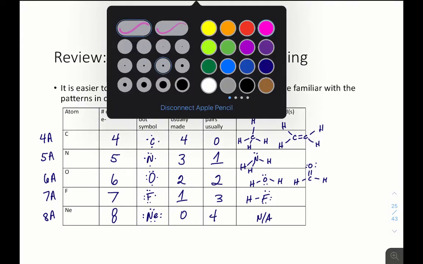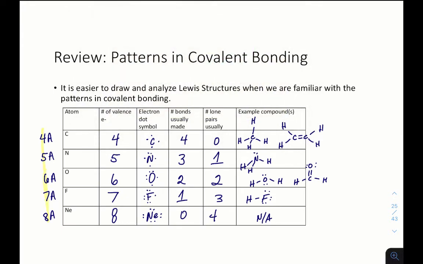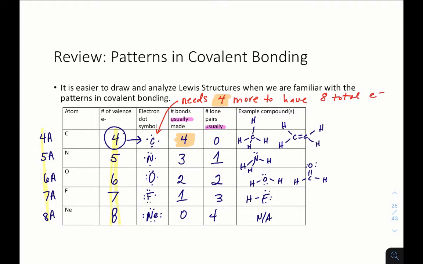Your answer should look a bit like this, where group number corresponds to the number of valence electrons in the atom. Number of valence electrons tells you how many dots you'll have in your electron dot symbol. Because carbon has 4 valence electrons, it needs 4 more. Needs 4 more to do what? To have a complete octet. So if it needs 4 more, it makes 4 bonds. With those 4 bonds, carbon has 8 valence electrons around it.